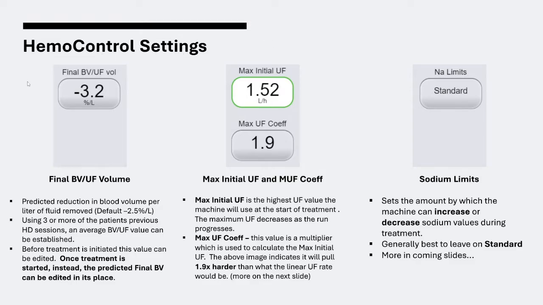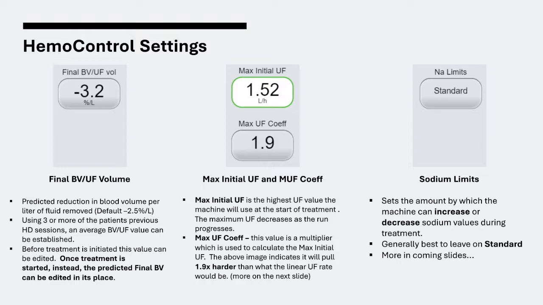So next to our BV-UF is our max initial UF and our MUF coefficient. So this one I find can trip people up a little bit. So our maximum initial UF is the highest UF value the machine will use at the start of treatment.